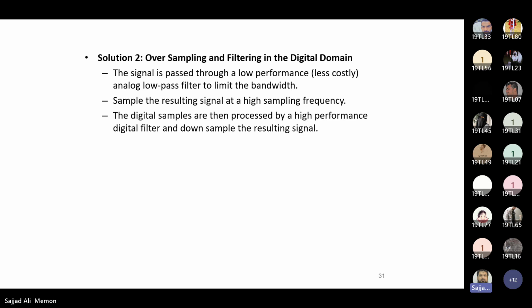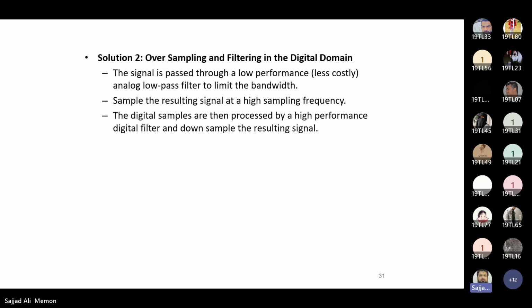Rather than sampling at f of s, we are sampling at f of s dash, that is a higher sampling frequency than the actual sampling frequency. Then the digital samples are processed by a high performance digital filter and the resulting signal is downsampled. So that is another solution to avoid aliasing.